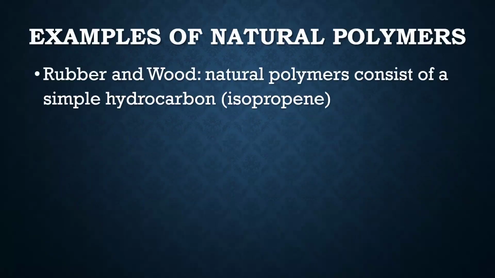Natural polymers, we can see them everywhere around us. We can also see them inside our bodies, like rubber and wood. Rubber and wood are natural polymers, which consist of a simple hydrocarbon, isoprene. Isoprene linked together forms polyisoprene.